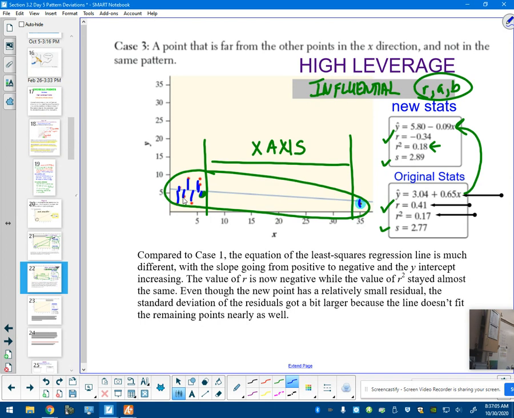That's a good question. I think the R's should have changed a lot too, but maybe they just wanted to make the point that this became negative. Yes. How about after one more case?